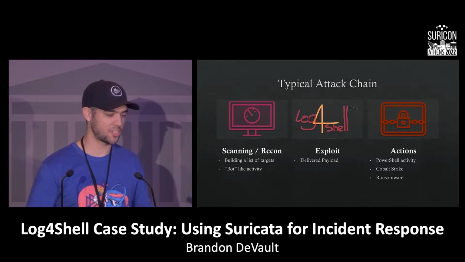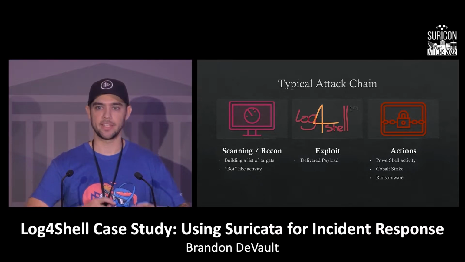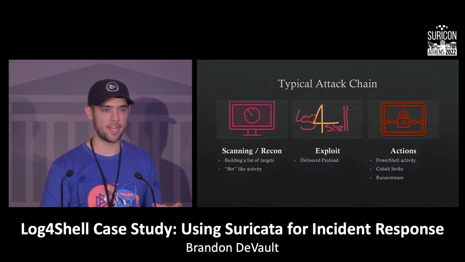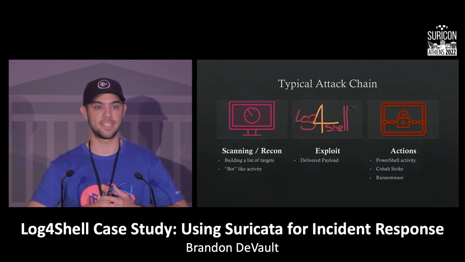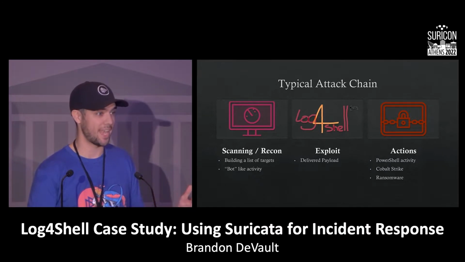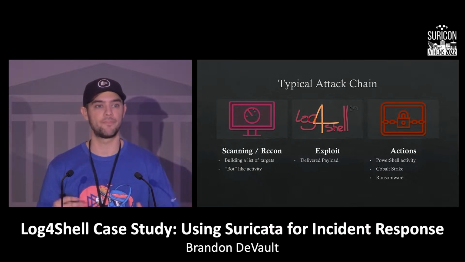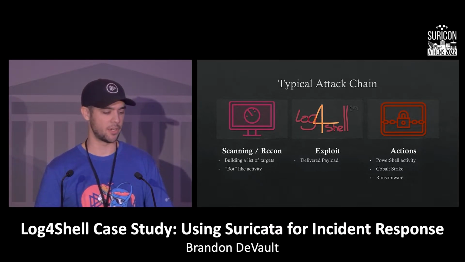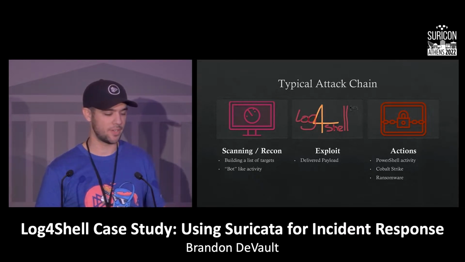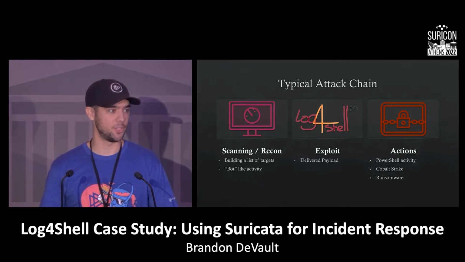Now, the typical attack chain, we saw a lot of scanning and recon take place first. They took the exploit, they automated this into a bot-type format, and scanned the internet. If you were a mature security organization, you could use this scanning to start to detect and hopefully prevent any of this activity from happening before they were able to accomplish their end goals. Then the exploit was delivered, and then your typical actions. You saw PowerShell activity, delivering Cobalt Strike payload, and usually ending up in ransomware.